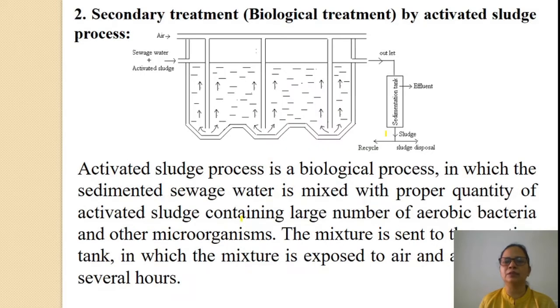You can see in the figure again. After the treatment, the water is sent into the sedimentation tank where the sludge settles down. A part of the sludge is recycled, reused for the secondary treatment, and the remaining sludge can be used as a fertilizer, whereas the supernatant water can be released into rivers or streams.